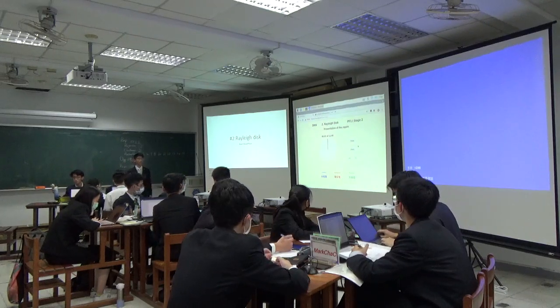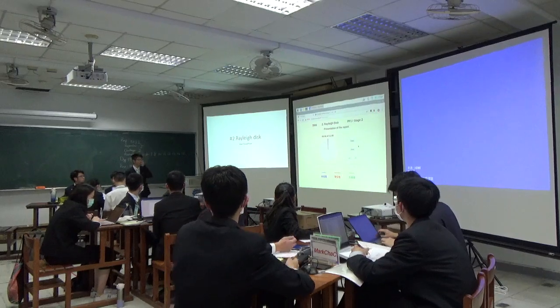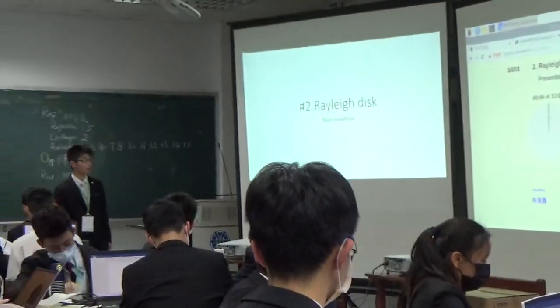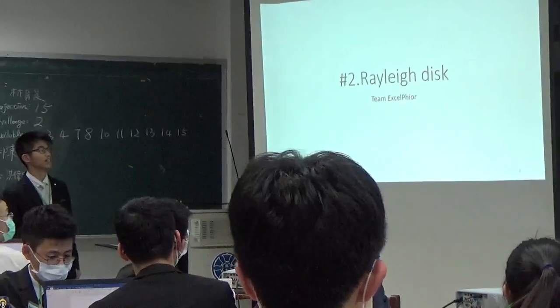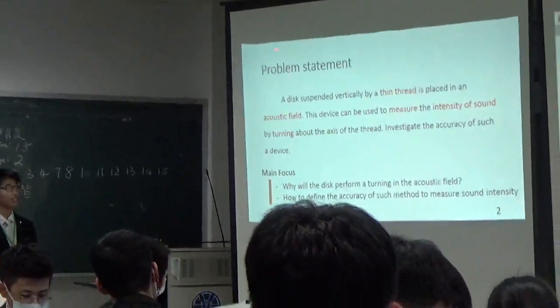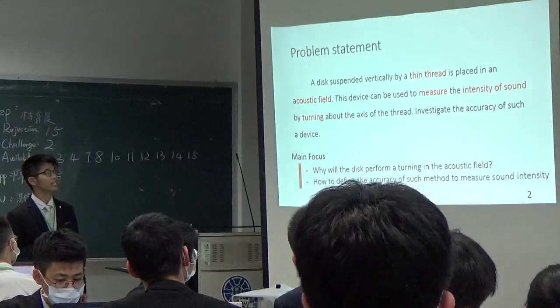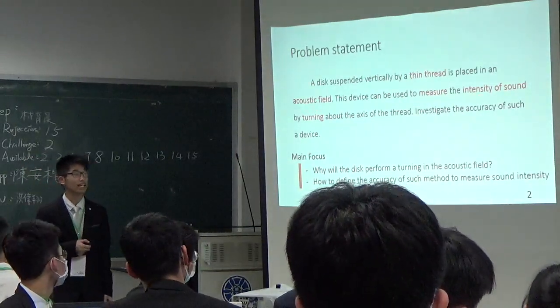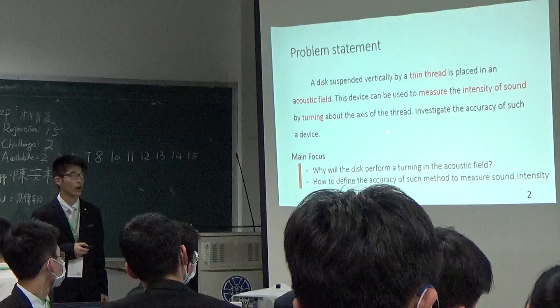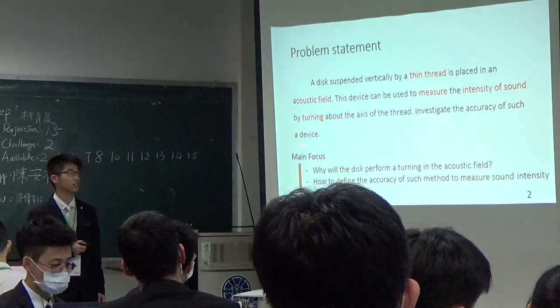Hello, honorable jurors and fellow competitors. I'm the reporter from Team Excel here. I'm going to report problem number 2, relay disk. Here's the problem statement. A disk suspended vertically by a thin thread is placed in an acoustic field. This device can be used to measure the intensity of sound by turning about the axis of the thread. Investigate the accuracy of such a device.